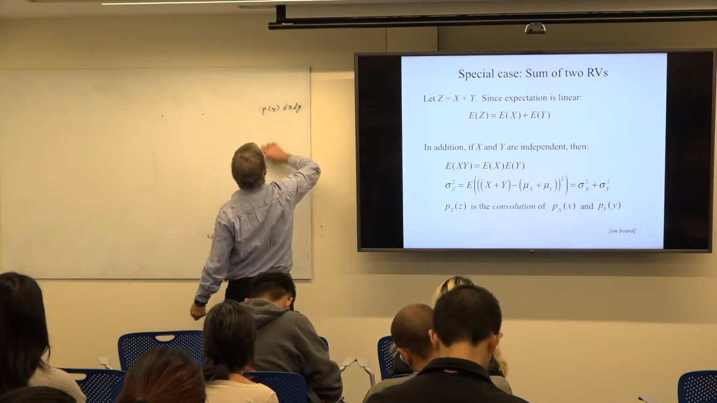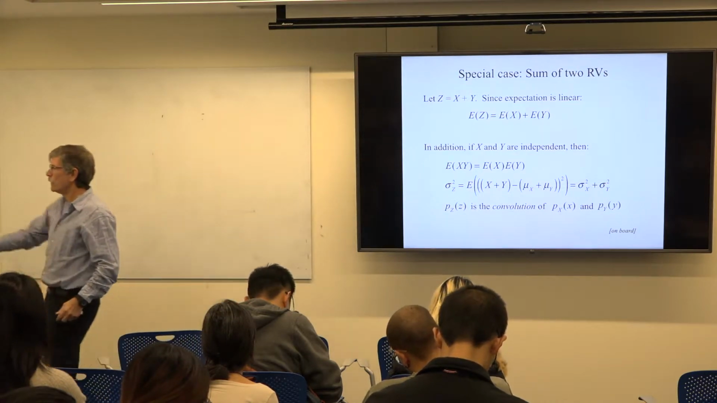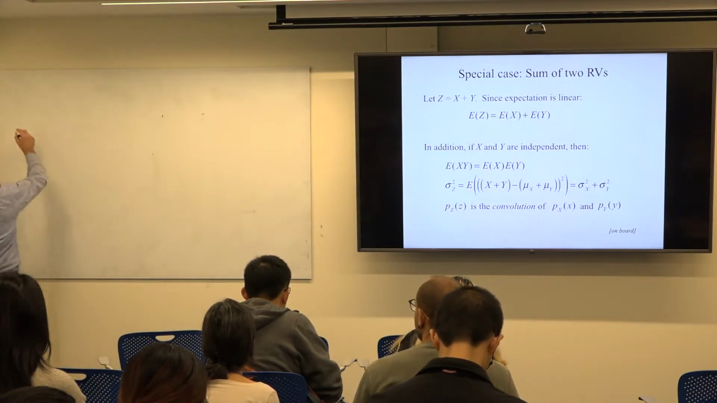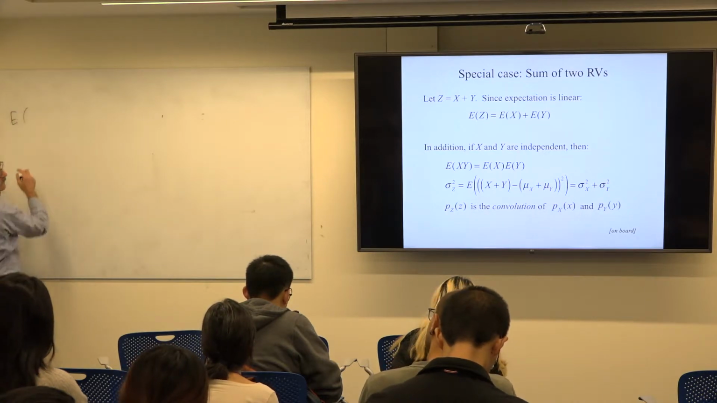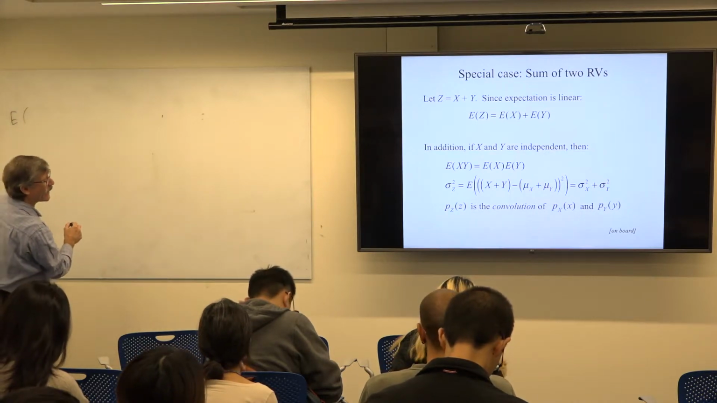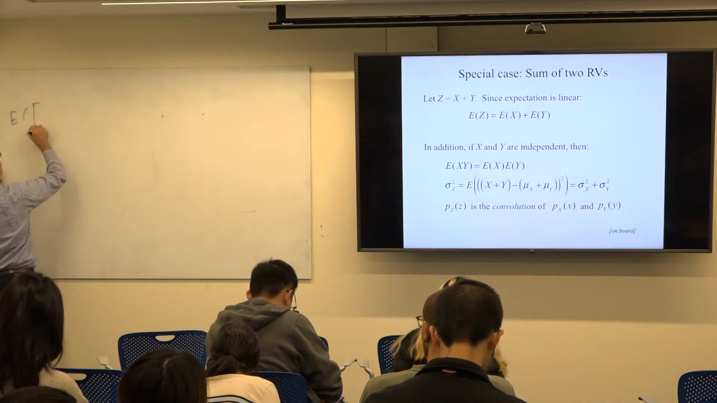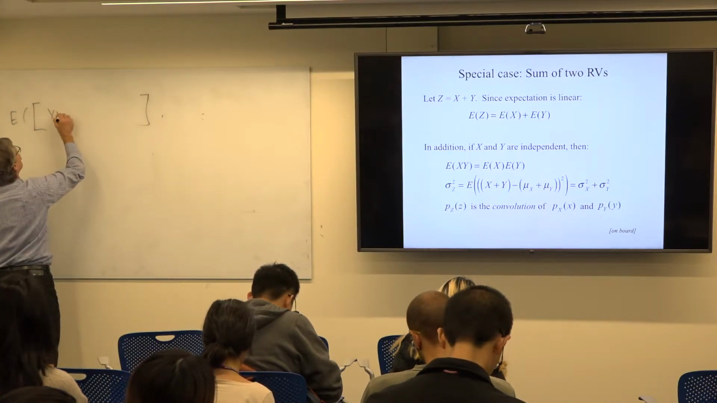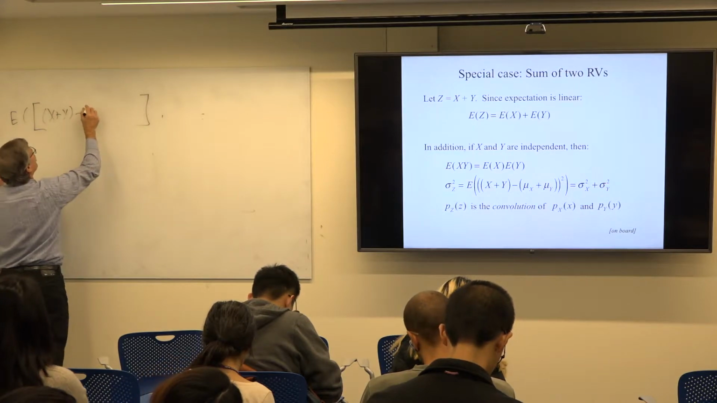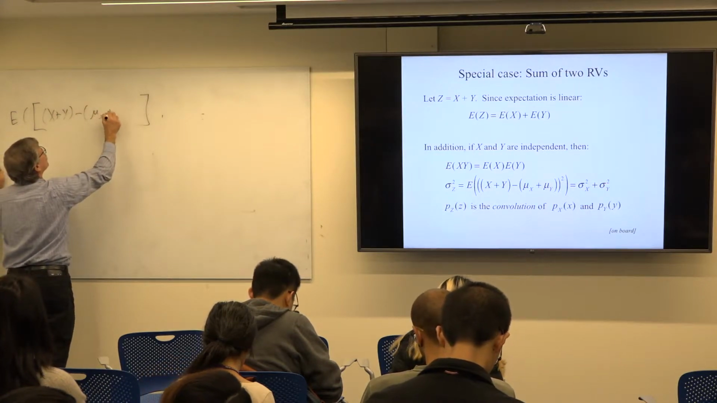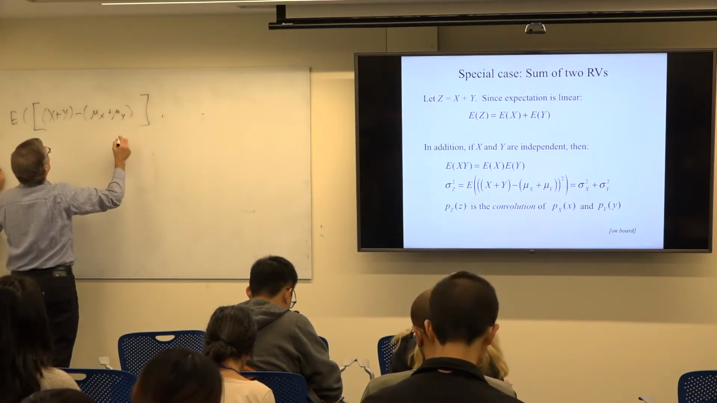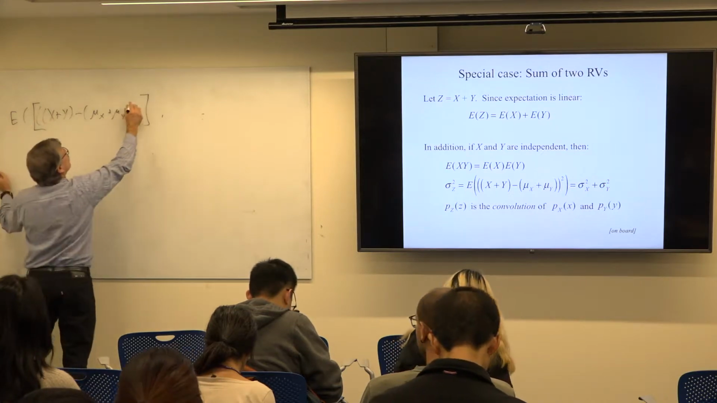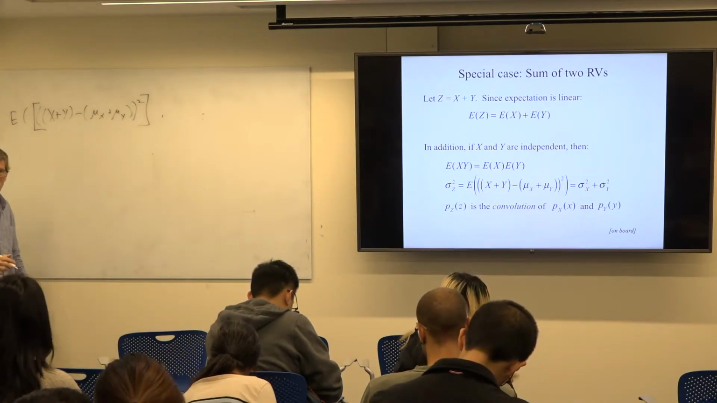So we want the expectation of that big ugly thing. Expectation of, how many parentheses do I need? I need a lot of them. Let's do a bracket for this one. So we've got x plus y minus mu x plus mu y squared. Okay, that's what we want.